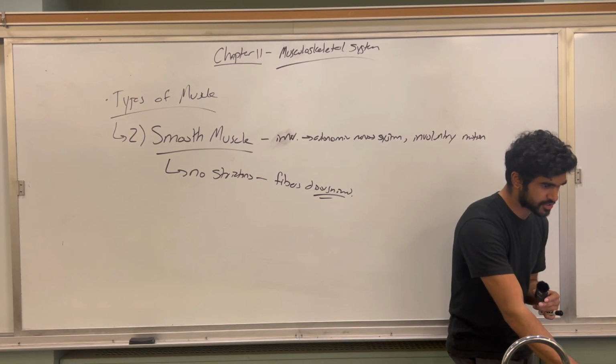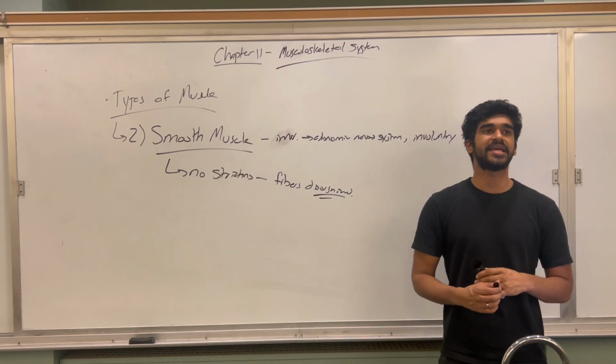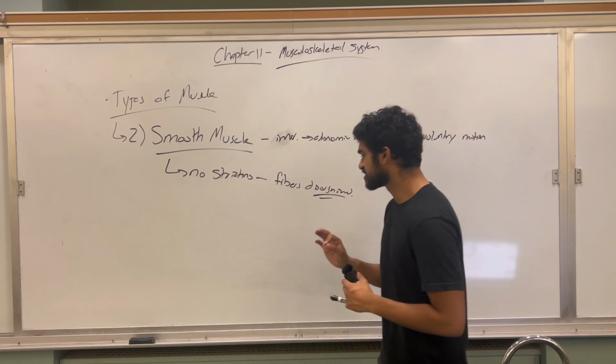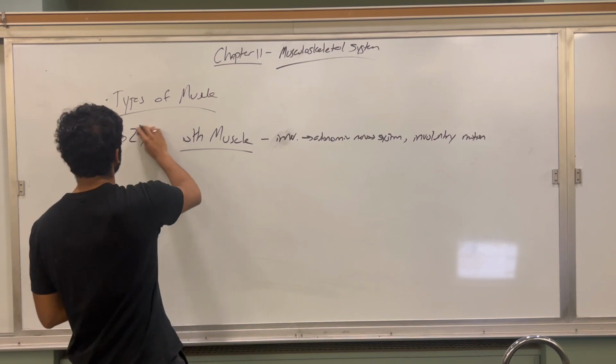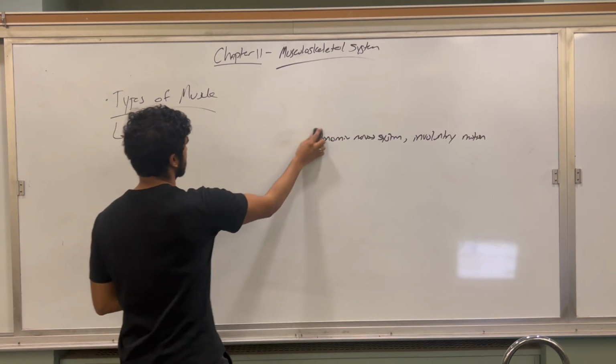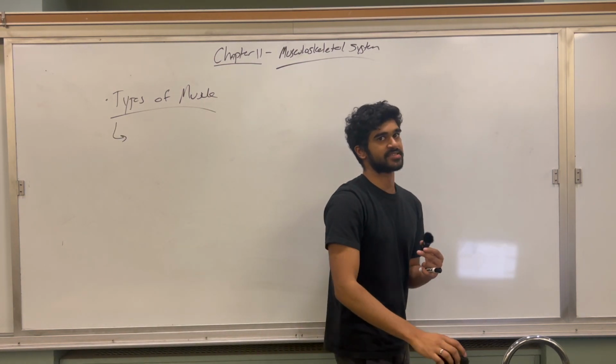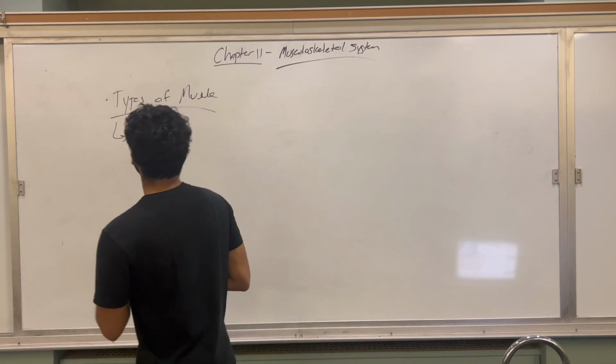And the last type of muscle they want you to know about is cardiac muscle. They're very, very special. Of course, where do you find cardiac muscle? Nah, you're all wrong. I'm kidding, it is in the heart. Yeah. It's cardiac muscle.